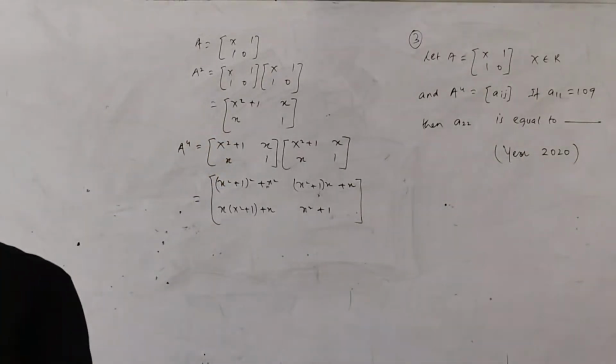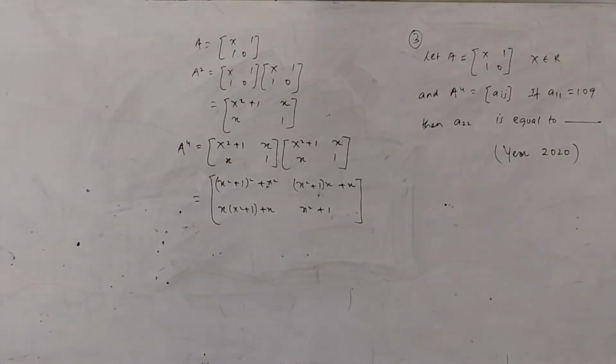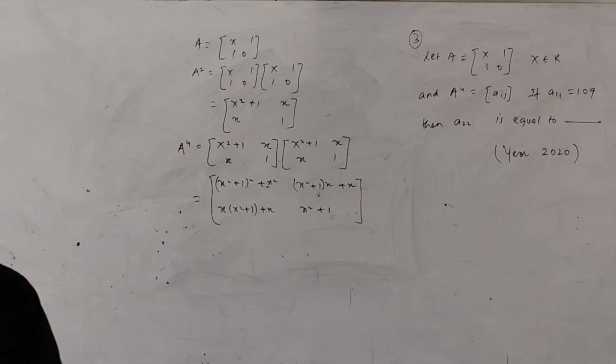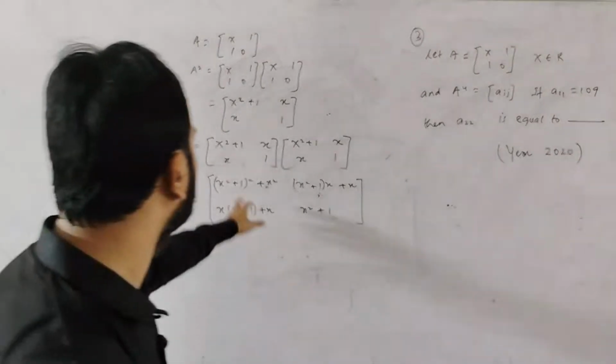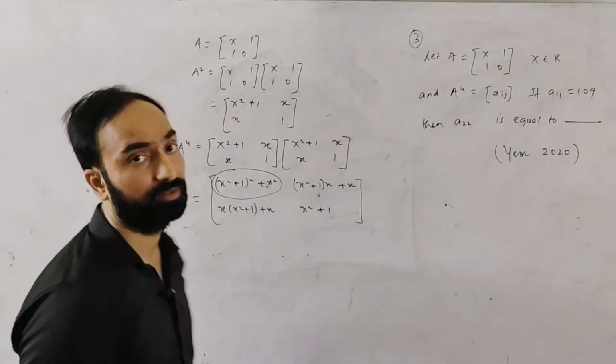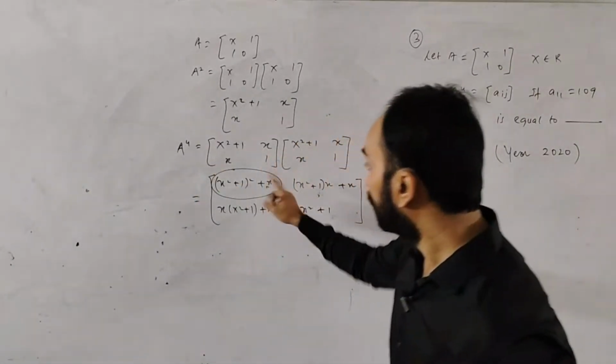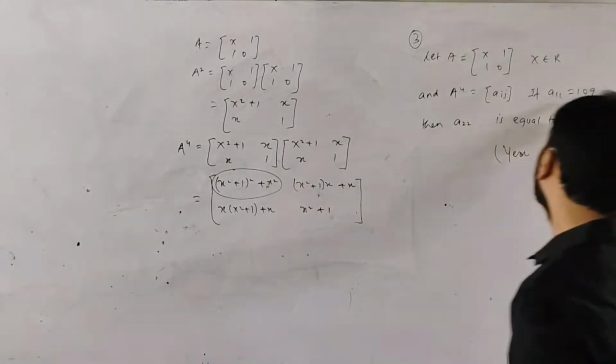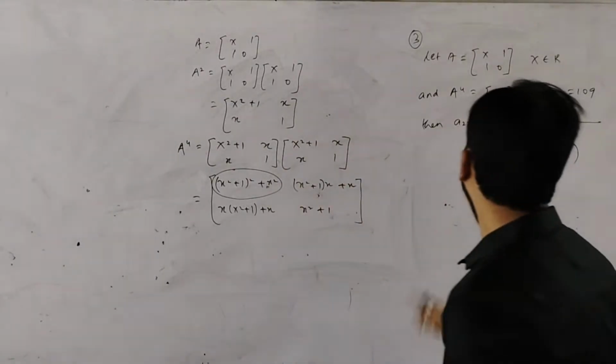Check it once. Is it x into x square plus 1, right? Okay. And now what have they given? They have given a11. What is a11? A11 is the element of first row and first column. That is already given there. That is given as 109.